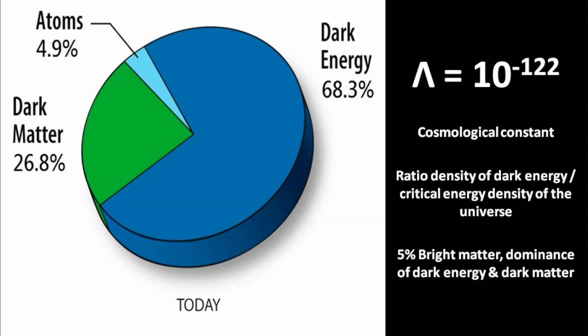Lambda is the cosmological constant. It is the ratio of the density of dark energy to the critical density of the universe. The value of lambda is 10 to the minus 122, and it is fine-tuned. A slightly higher cosmological constant would cause a rapid space expansion that would make the formation of stars and structures in the universe impossible. Only 5% of the universe consists of bright matter. Dark energy and dark matter dominate the universe.